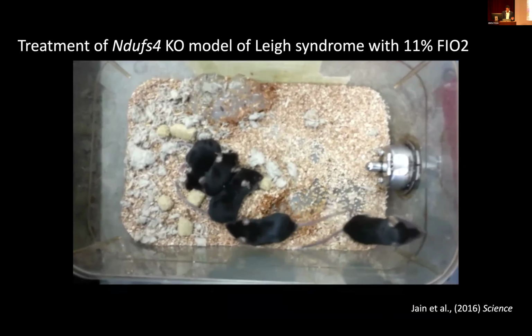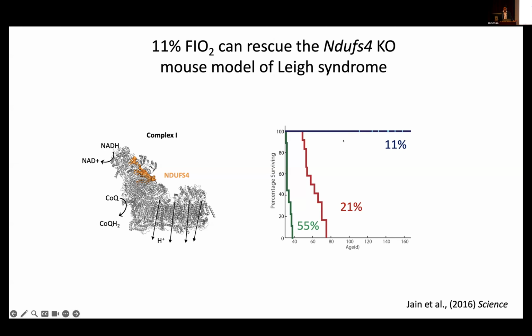These mice ordinarily die at about 60 days from their neurological disease. But if they're breathing 11% oxygen, the equivalent of living at 15,000 feet elevation, this is a survival curve. We carried this out post-publication. They survived to about 300 days of age. Conversely, if you dial up the oxygen, they actually die within about a week or so.